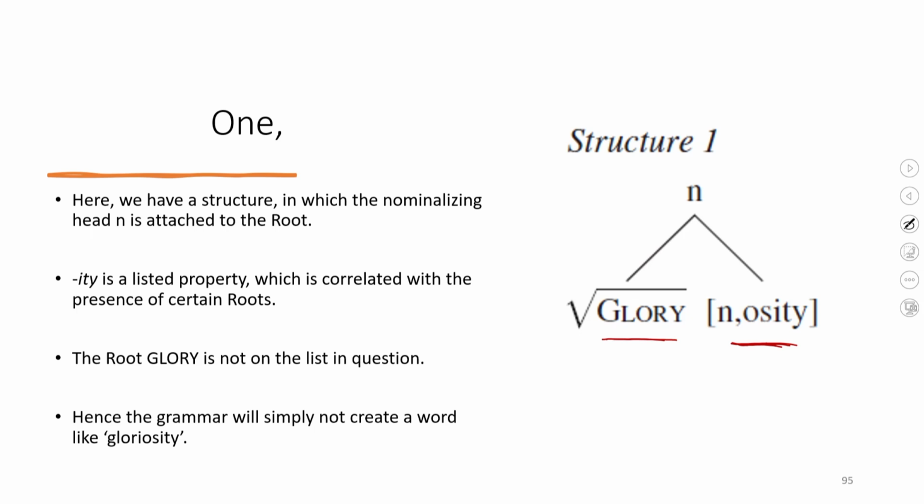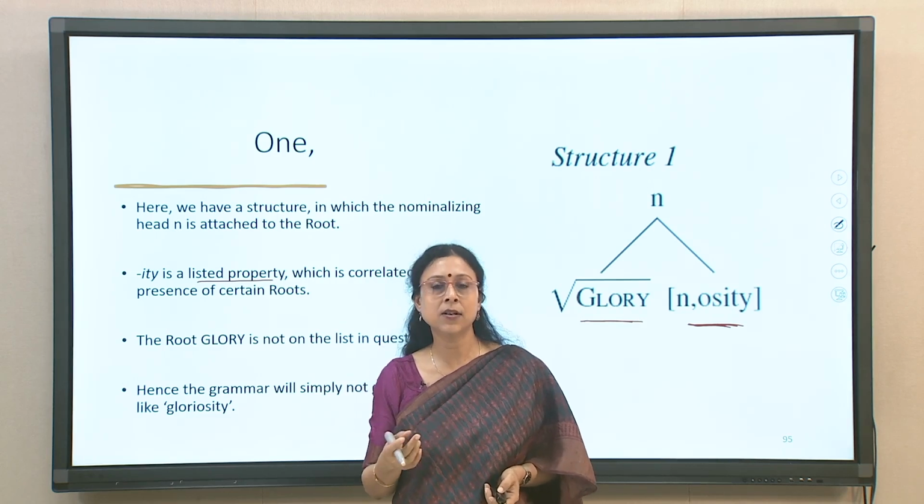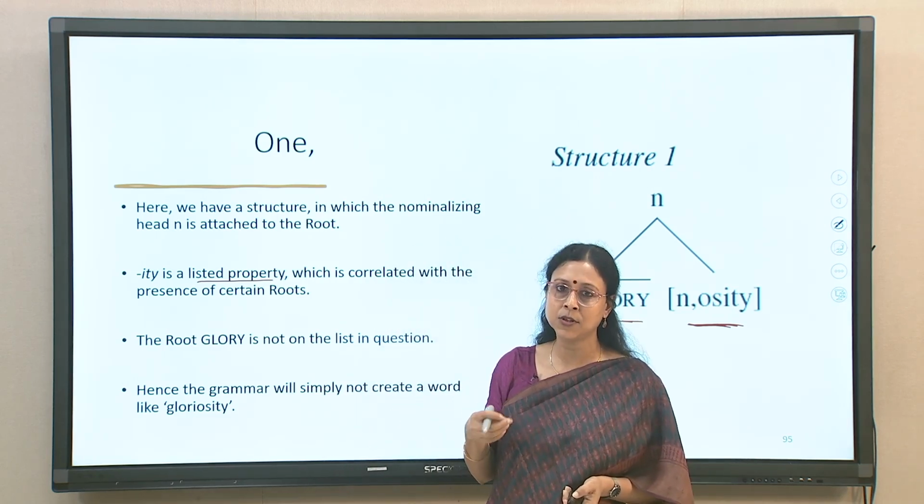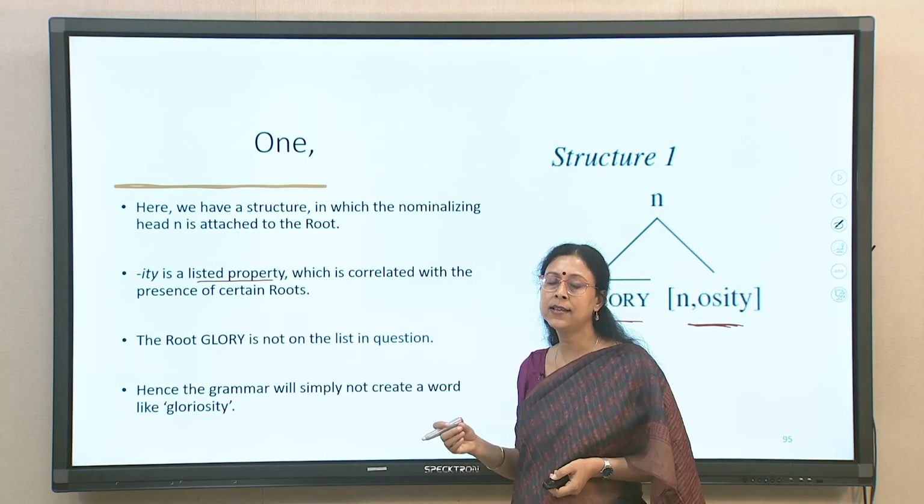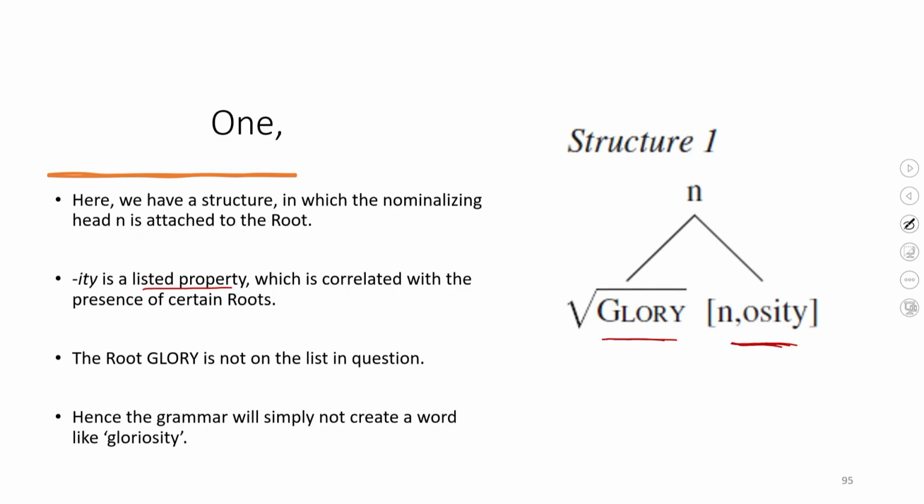So, ITY is a listed property within this theory, they call it a listed property, which is correlated with the presence of certain roots. Now, ITY within this framework cannot attach to any kind of root. There are certain roots that allow the use of ITY. The root glory is just not in that list. So, that is how distributed morphology looks at it. Glory as a noun does not have ITY within its scope to be attached to it. Hence, the grammar will simply not create a word like gloriosity.